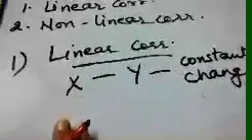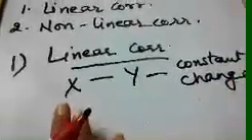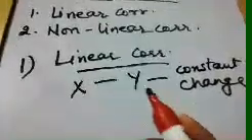Okay, and if we plot the graph of linear correlation, we always get a straight line. Okay, when we plot a graph, we get a straight line graph.